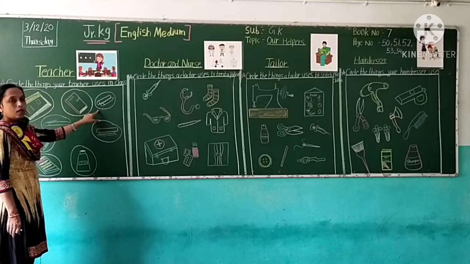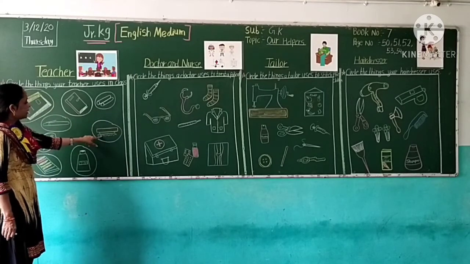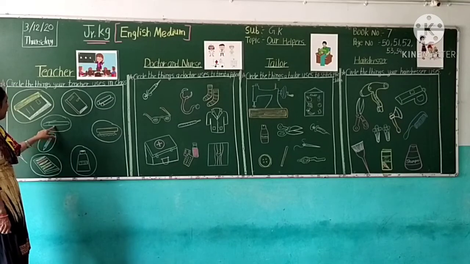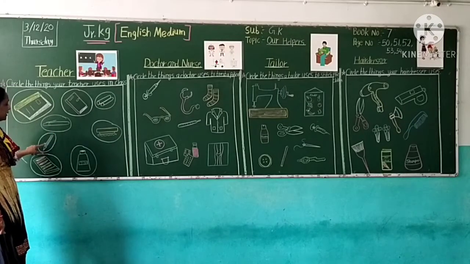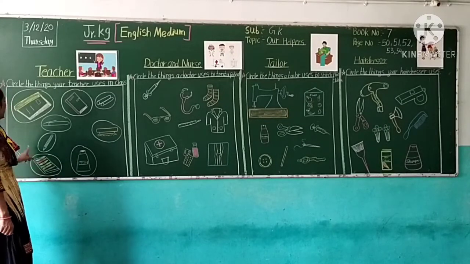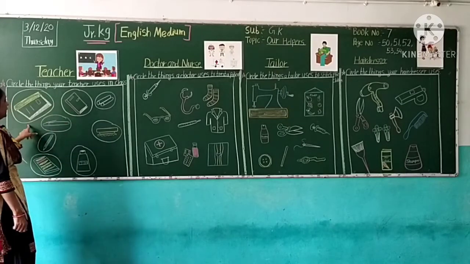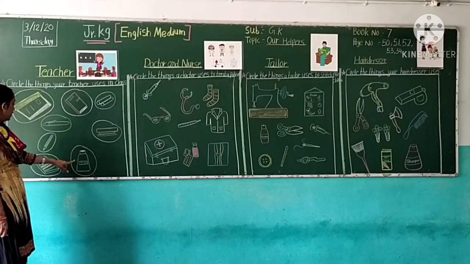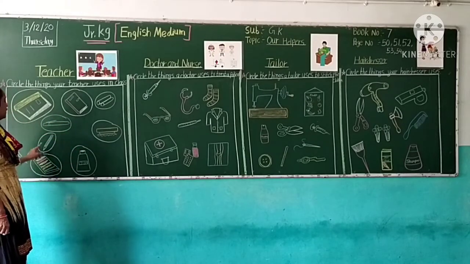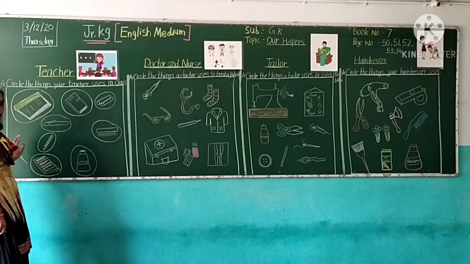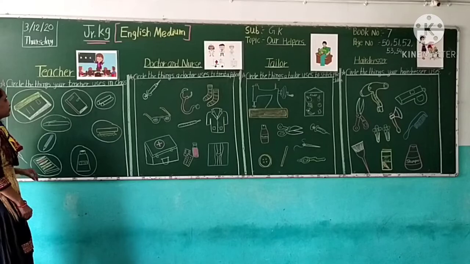What is this? Chalk. And this duster. And this pencil. Pen. This pencil. This gum. And these crayons. So circle the things used in class. Okay. Book, chalk, duster, gum, crayons, pencil and pen. And do not circle injection. Okay.